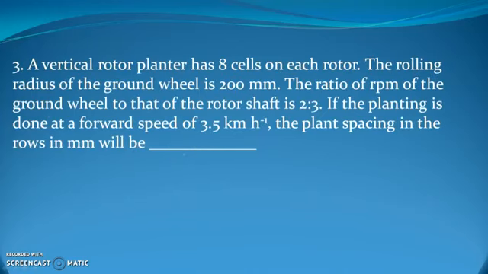Next, a vertical rotor planter has 8 cells on each rotor. The rolling radius of the ground wheel is 200 mm.